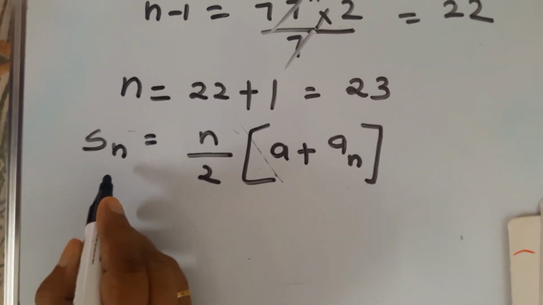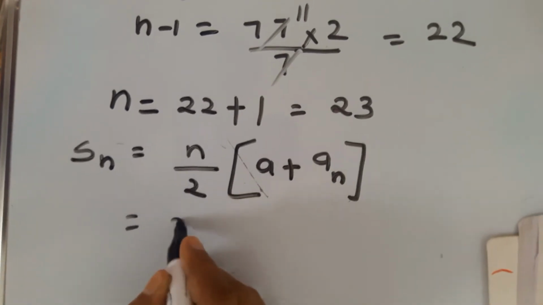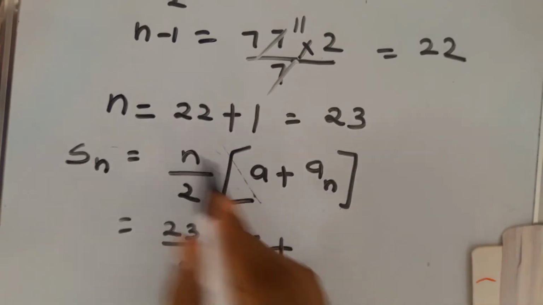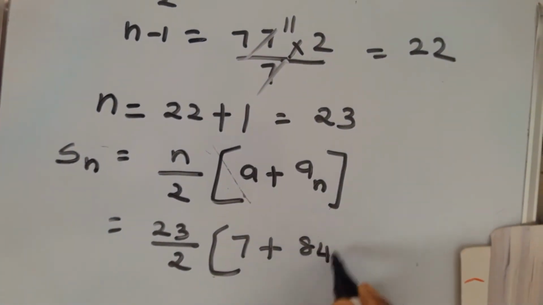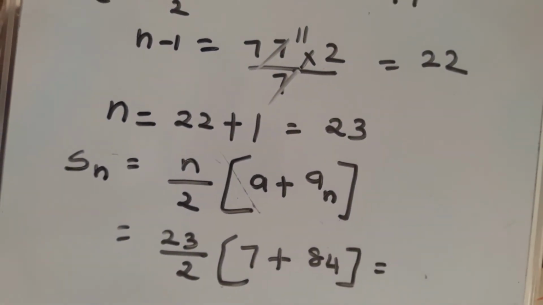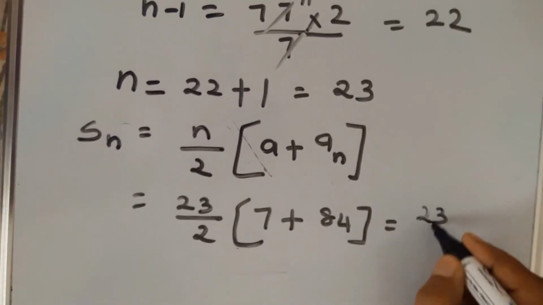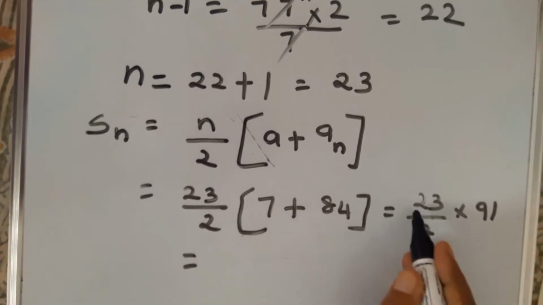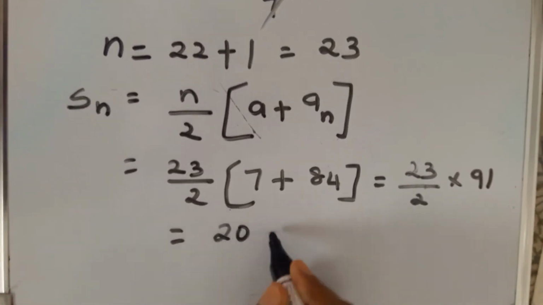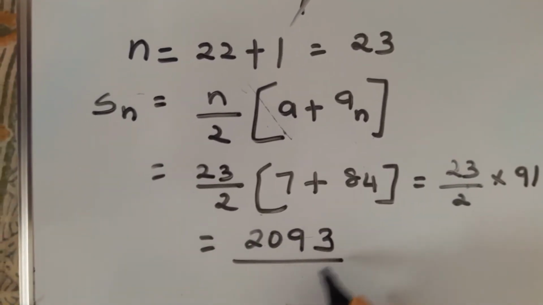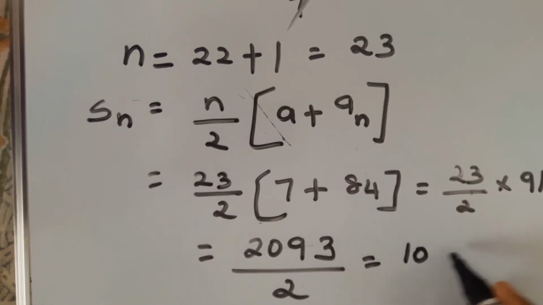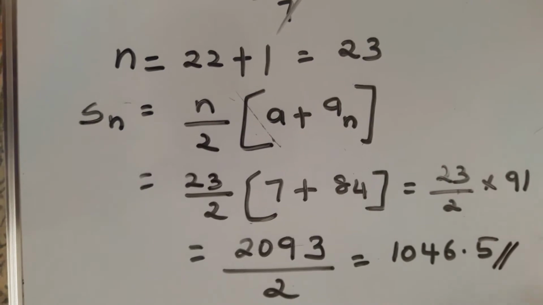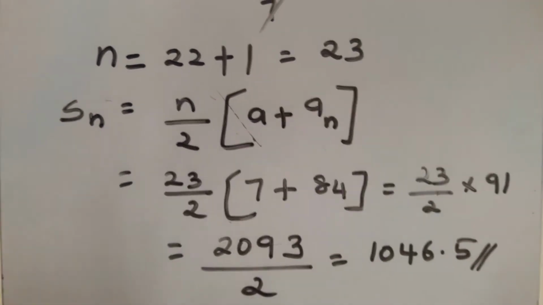Okay. Now for Sn, n is 23 by 2 and a is 7 and an is given as 84. Now simplify this. This is 23 by 2 into 91. So this will be 23 into 91, which is 2093, divided by 2, that is 1046.5. Got it? We will move on to the next question.